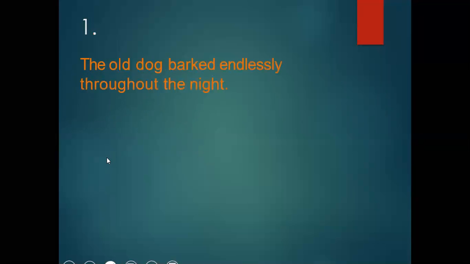All right. Now see, there is a sentence here. The dog barked. This is a simple sentence, makes complete sense. It has a noun, it has a verb, but it is a very boring sentence. If I add here, the old dog barked endlessly throughout the night. How did he bark? He barked non-stop throughout the night.